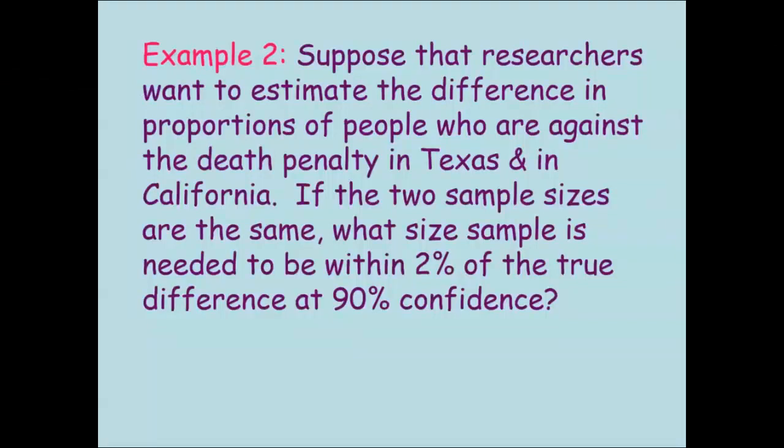Okay, let's do another problem. Suppose researchers want to estimate the difference between the proportions of people who are against the death penalty in Texas and in California. If two sample sizes are the same, what sample size is needed to be within 2% of the true difference of the 90% confidence? Okay, so 90% confidence is another one of our z-stars that we should know. So you want to take a second and go look that up.